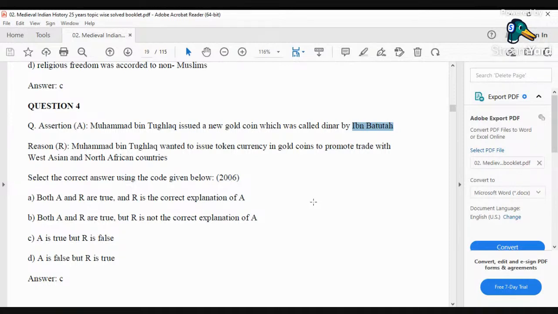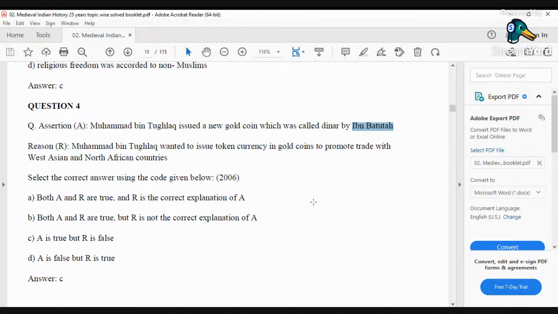which was not as valuable as gold, but in terms of value, token currency means what?